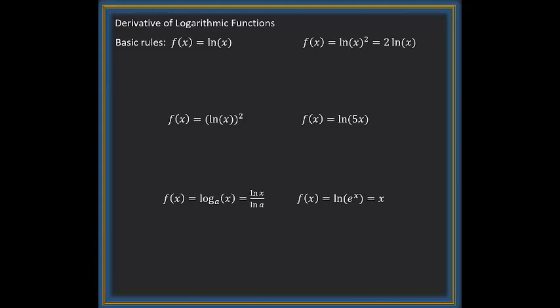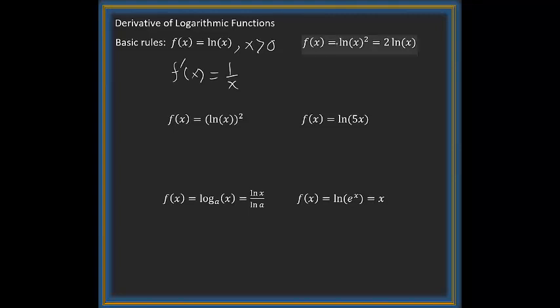Derivatives of logarithmic functions. The first example is f of x equals natural log of x. When you take the derivative of natural log of x, we write the notation f prime of x, which will be just 1 over x. You know that the domain of this function is x greater than 0, so 1 over x is absolutely okay.